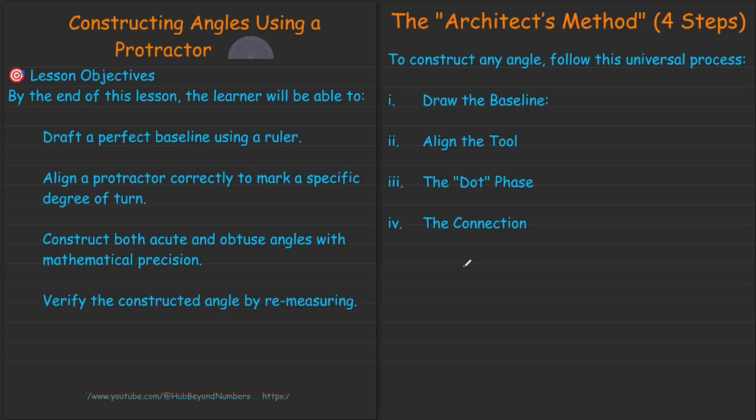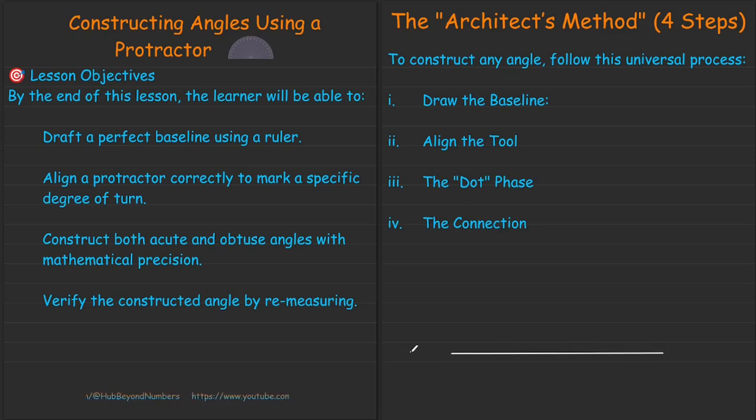So to draw an angle using the architect's method, we would first of all need to draw our baseline. For now I'll just do a sketch here so you get to know what we are talking about. You first draw your baseline. That is, you take your ruler and draw a straight line. So this can be your baseline.